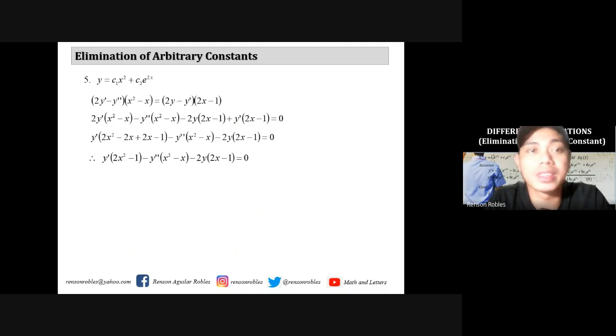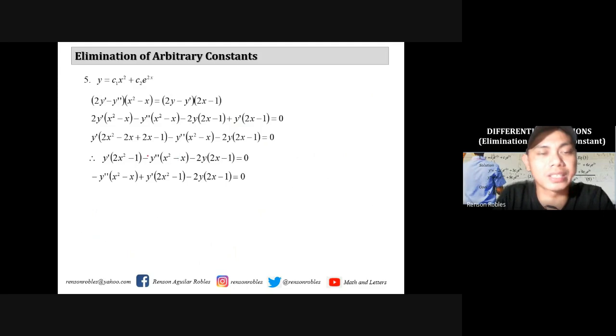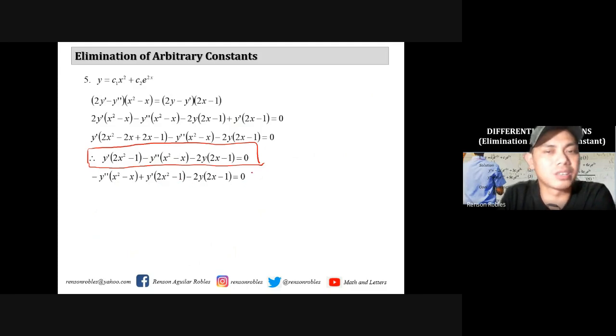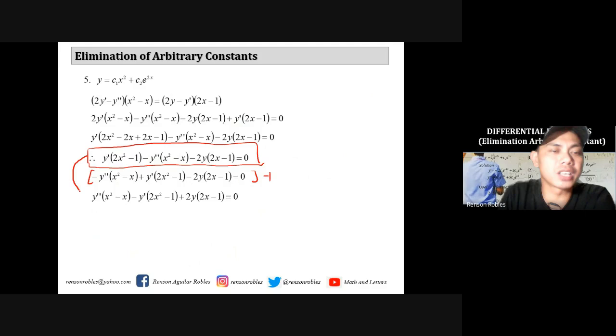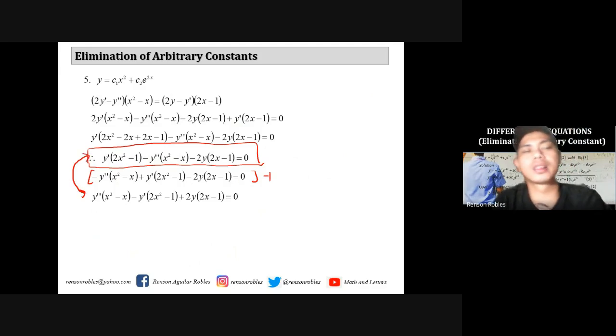Okay? Do we have still another example? Or you can, yeah, another way to do this is to make y double prime our leading term. So that's negative y double prime times x squared minus x. But you can stop here. I think this is still accepted to be the desired differential equation. So that's negative y double prime times x squared minus x plus y prime times 2x squared minus 1 minus 2y times 2x minus 1 equals 0. And then you just multiply this by -1 so that the leading term shall be positive. Yeah. And these two differential equations are equal.